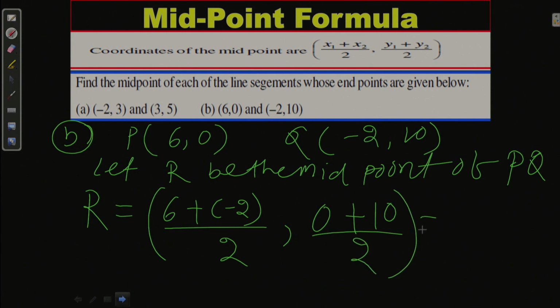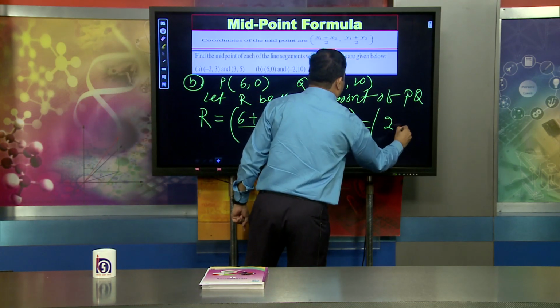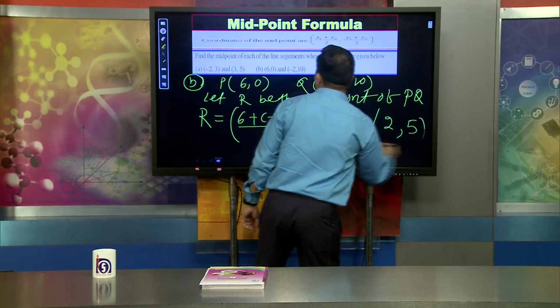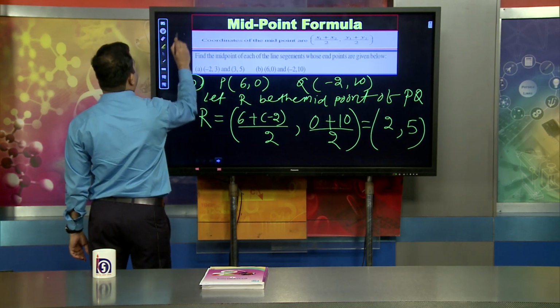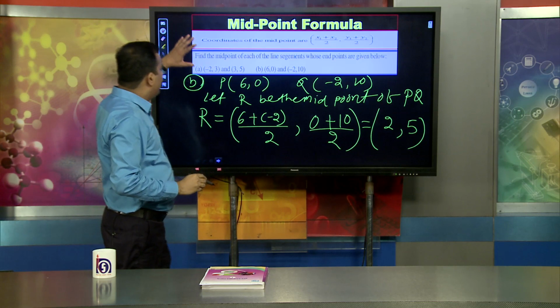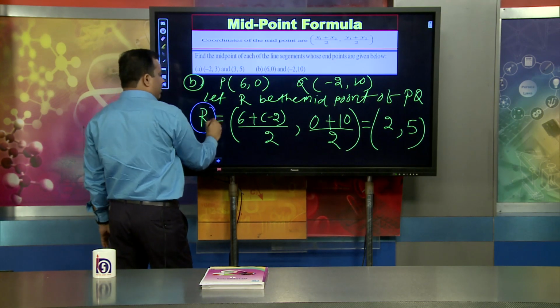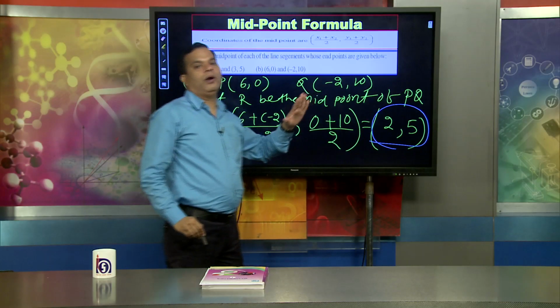When you solve, 6 minus 2 is 4, 4 by 2 is 2, comma 0 plus 10, 10 by 2 is 5. So I can generalize that the coordinate of the midpoint of PQ, that is R, is 2 and 5. That means the x component is 2 and the y component is 5. The coordinate of R will be 2, 5.